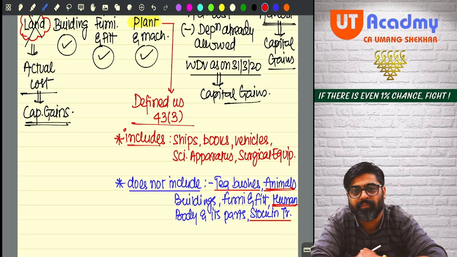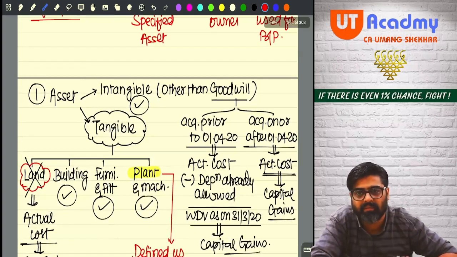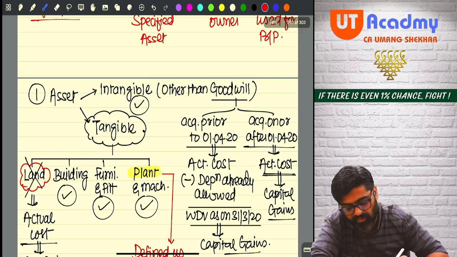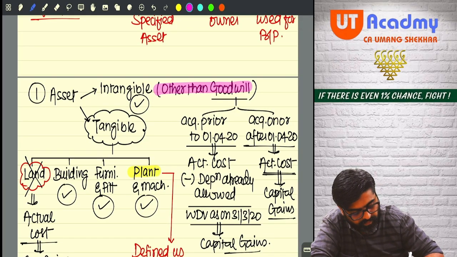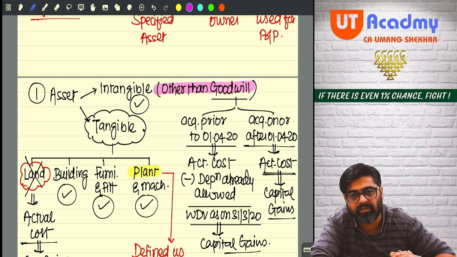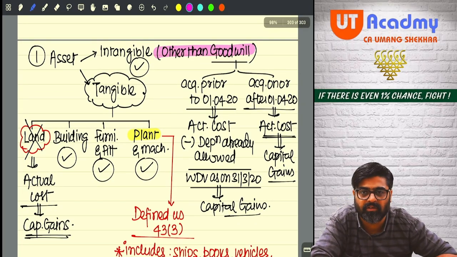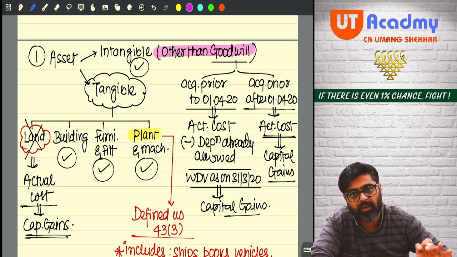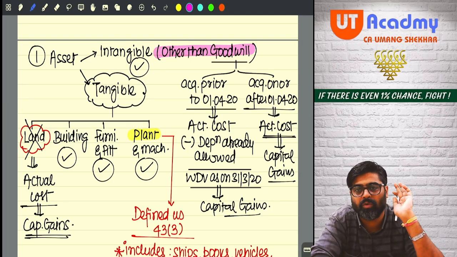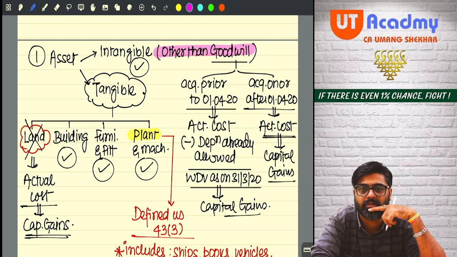Yes or no? So first of all, intangible assets can be there other than goodwill. Other than goodwill, all intangible assets are your specified asset. Any cost incurred on the intangible asset is a capital expenditure, will not be allowed as a deduction fully. It will be allowed in the form of depreciation. You can claim depreciation on intangible assets.